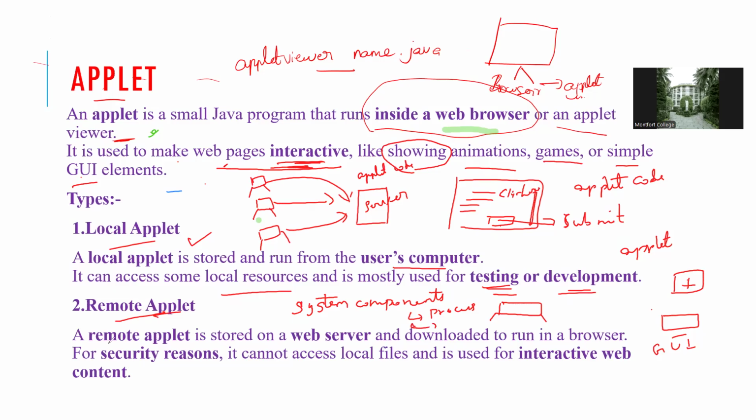So if you read out the statement, the remote applet is going to be somewhere geographically, that's why it is remote applet. It is stored on the web server. This entire box is the web server. It is going to be somewhere and downloaded to run in the browser. So that can be downloaded to the system. The browser will be in all the systems, and the browsers are able to run that code. This is called remote applet.